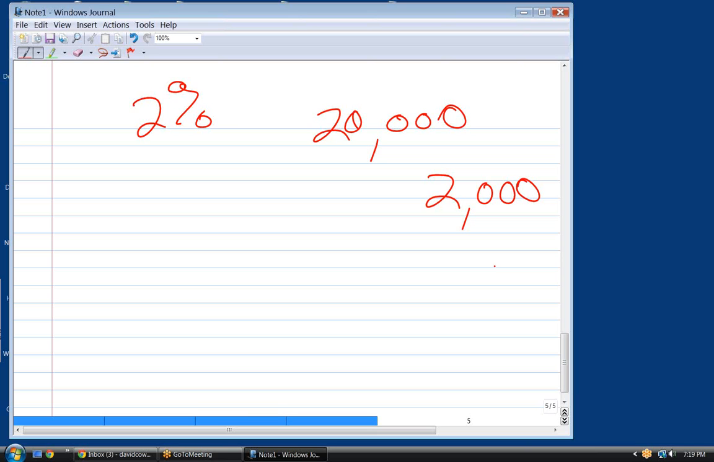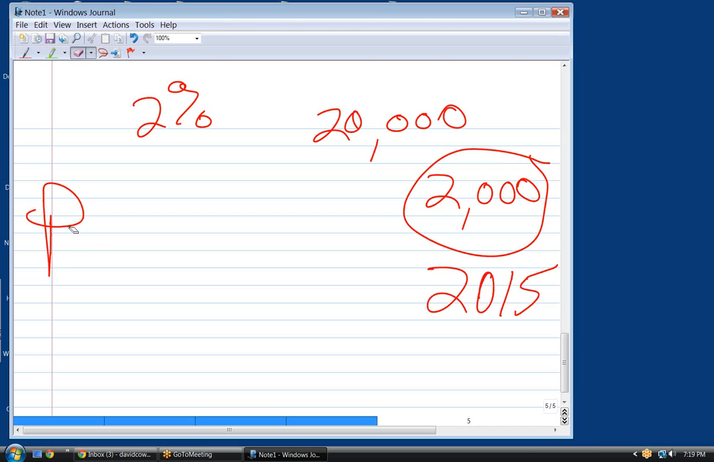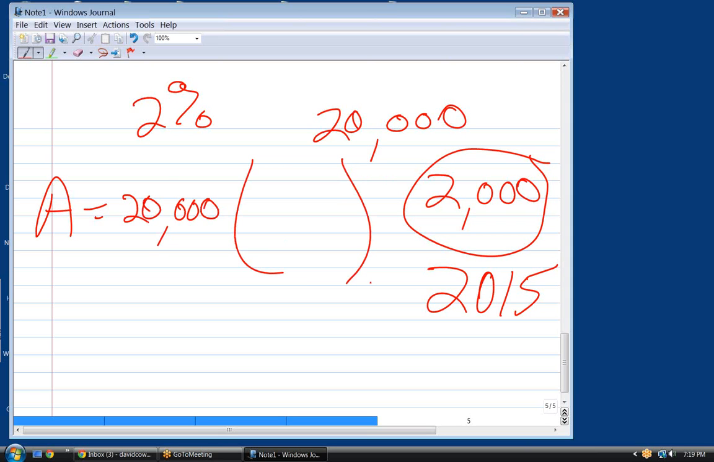So what's our formula going to be? First of all, it's since the year 2000. So we're at the year 2015. So my population, let's call it, what do you put on the left? You put A or you put Y? Put A. So A equals the initial population, 20,000, times what?